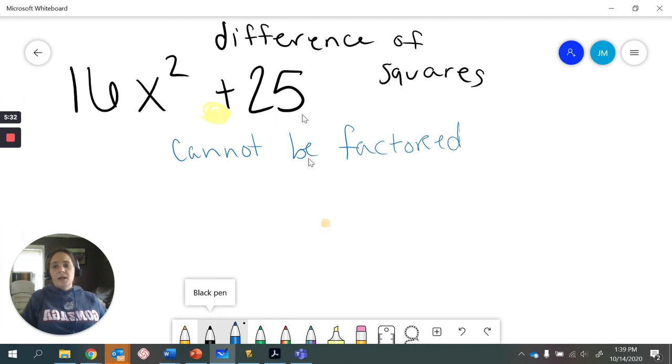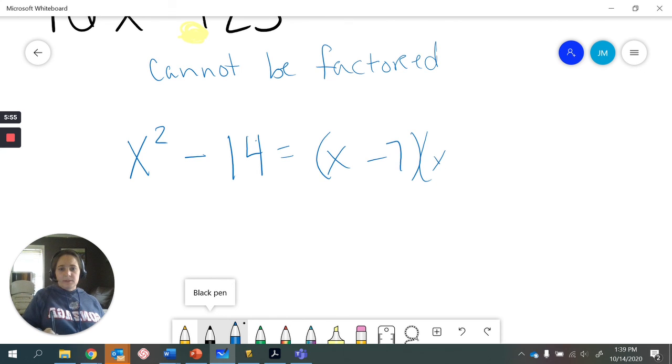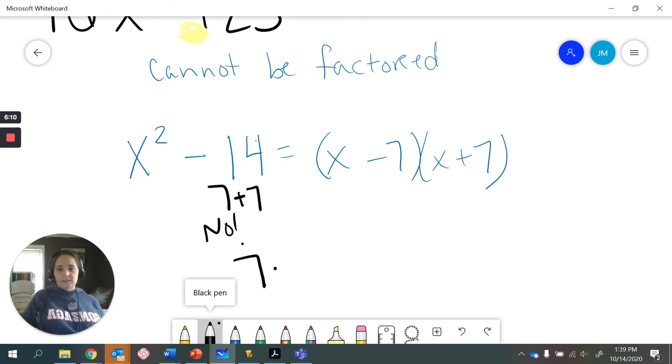Another common mistake students make is if they had something like, let's say I had x squared minus, I'm making up this problem, minus 14. And they're going to say, hey, that works. There's a subtraction sign. They're going to say this is x minus 7 and x plus 7. Oops, what was our mistake here? This 14 is not a perfect square. They were thinking 7 plus 7 equals 14. No, no, no. It has to be 7 times 7, which does not equal 14. So this one also cannot be factored.